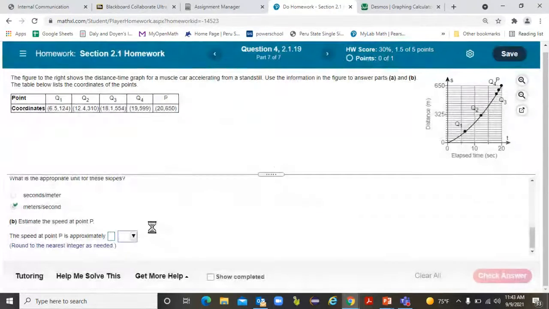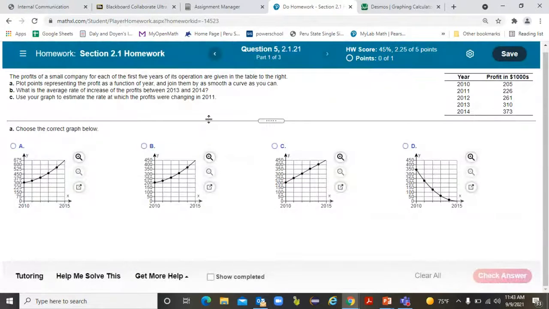Oh, how have I still not finished? Oh, goodness gracious, you guys. Okay, make sure you keep reading.